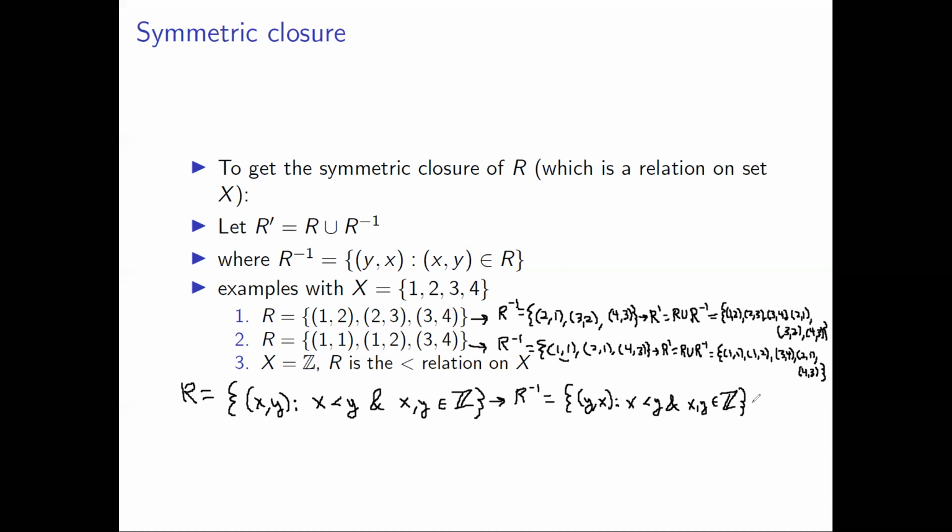Now, another way we can write that, which means the exact same thing, is R inverse is equal to the set of ordered pairs Y, X for which Y is greater than X, and both X and Y are in the integers. So notice all I did there is instead of writing X less than Y, I wrote Y greater than X.